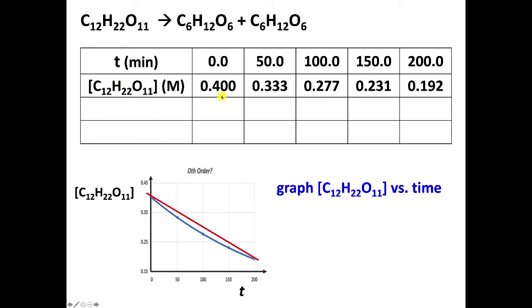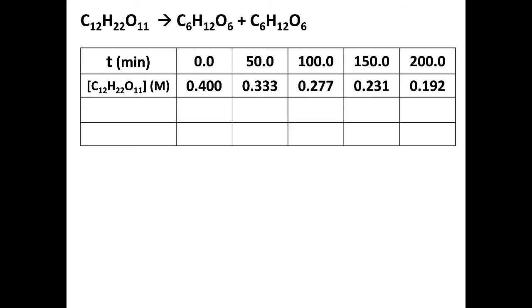And in fact, you can look at your data. We're going every 50 minutes, so that's a regular increase of 50 minutes. And we go from 0.4 to 0.333 to 0.277 to 0.231 to 0.192. And you might notice that this difference compared to the next difference compared to the next difference, those are not constant differences. So you shouldn't expect this to be linear. It looks curved. And if it's curved, that means this is not a zeroth order reaction. And that means it's either first or second order, and we're going to have to try those.